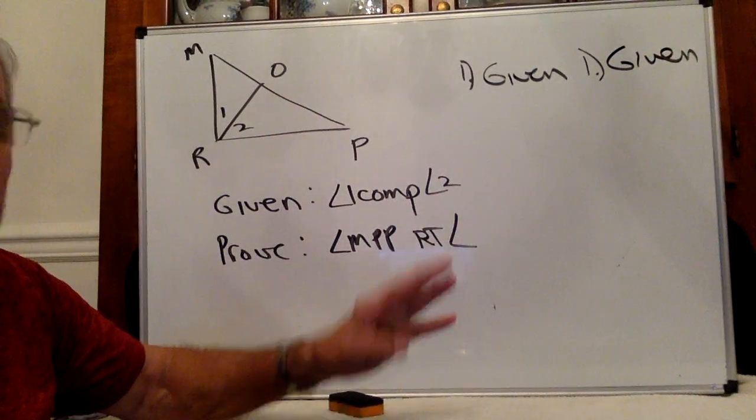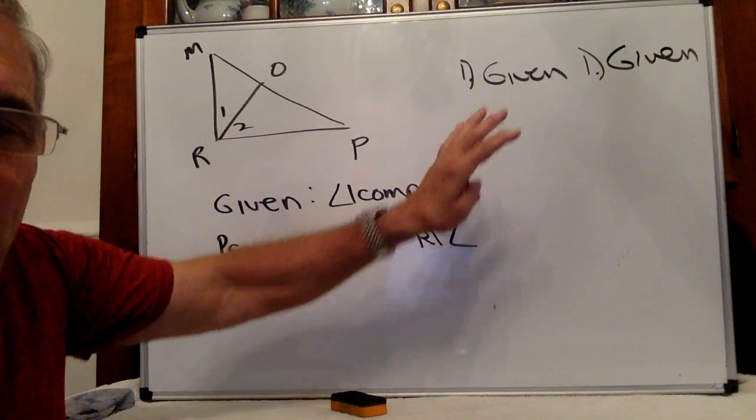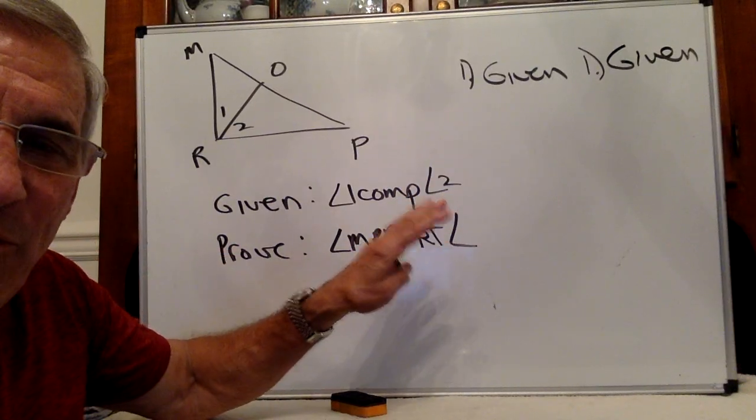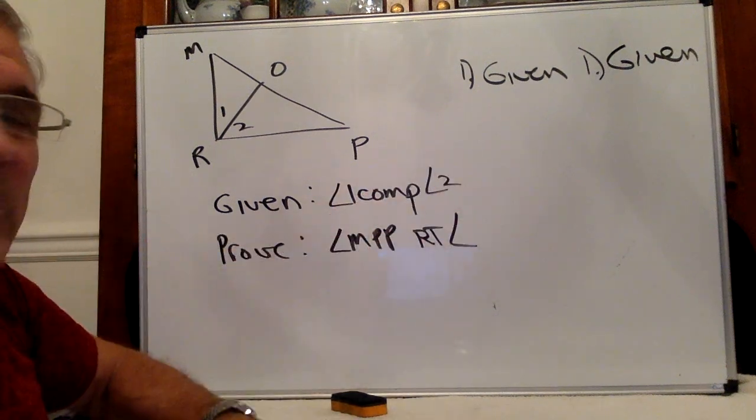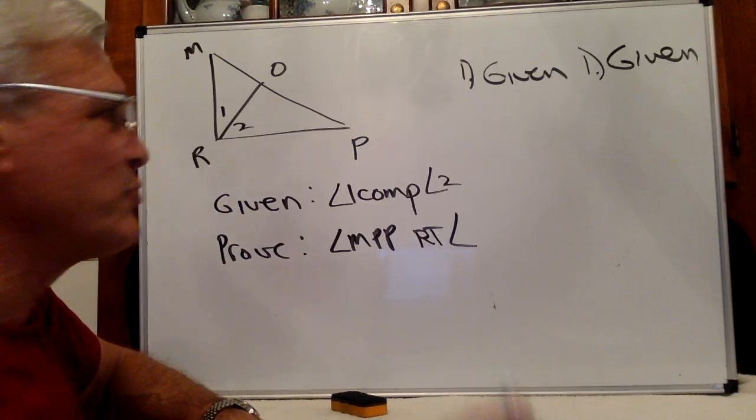You don't need to rewrite it all. And this will save you a lot of time, especially when we do longer proofs that have a lot of given information. Just say given. That means this is now entered into the problem, the proof.